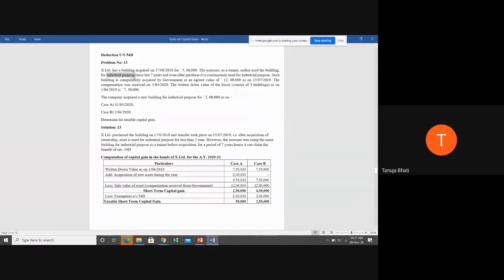So if it is industrial purpose and is investing in another industrial thing, then you should remember it is covered under section 54D. So industrial purpose is using for last 7 years, and even after purchase, it is continuously used for industrial purpose only. Such building is compulsorily acquired by government at an agreed value of 12 lakhs as on 15/7/2019. The compensation was received on 1/3/2020. So if we know under compulsory acquisition by government, what is going to be the sale consideration? Sale consideration will be the compensation received by the government.